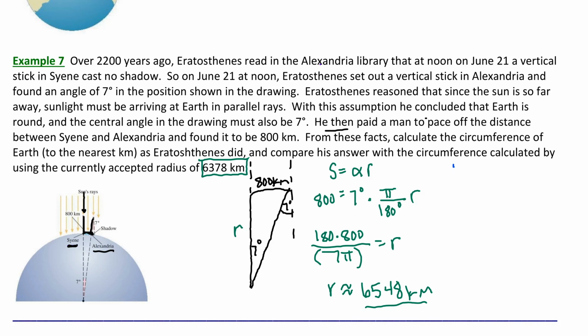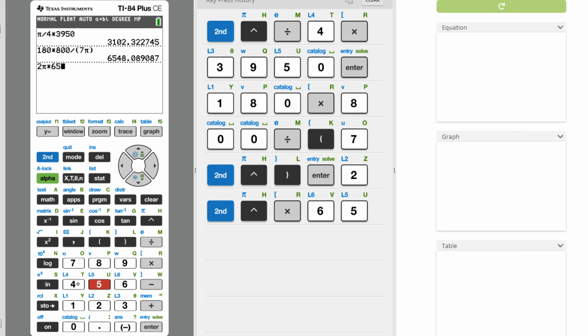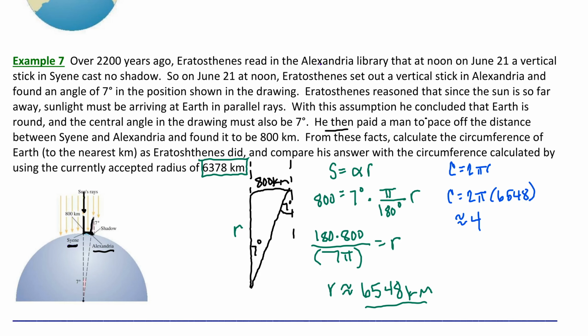If we then plug this into our circumference formula, 2 pi r, then Eratosthenes would have calculated the circumference of the Earth to the nearest kilometer to be 2 pi times his result of 6,548 for the radius to get 41,142 kilometers for the circumference of the Earth.